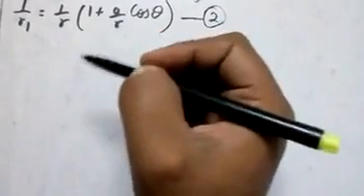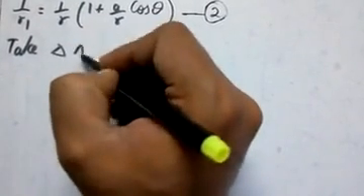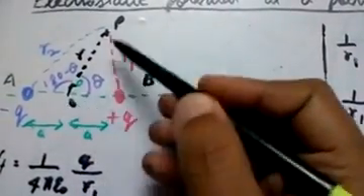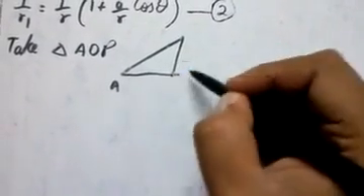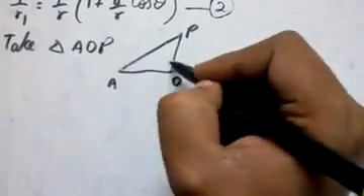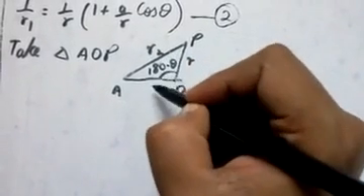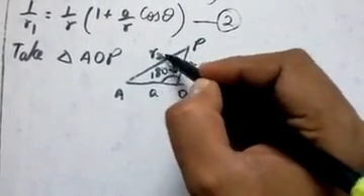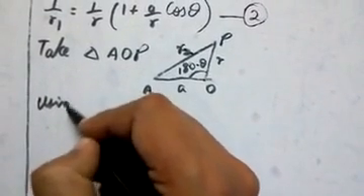Now we must find what is 1 by r2. For that I'll take the triangle AOP. Let me draw the triangle separately here. This is A, this point is O, this is P. This angle here is 180 minus theta. This side is R, this is R2 and this is a. Our aim is to find what is R2 now. So we'll use the cosine law again.